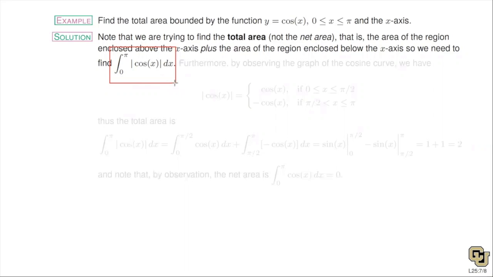Here for the total area, you're going to integrate the absolute value of the function. Now we can truly interpret this integral as an area integral, because everything we're integrating is above the x-axis, will be a positive number, will be an area.